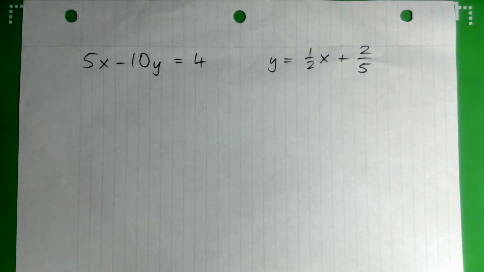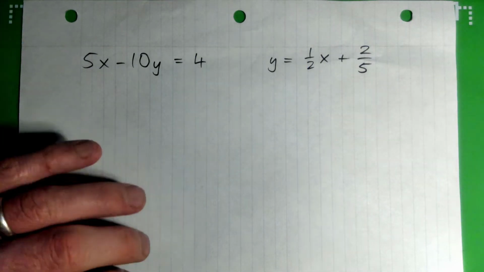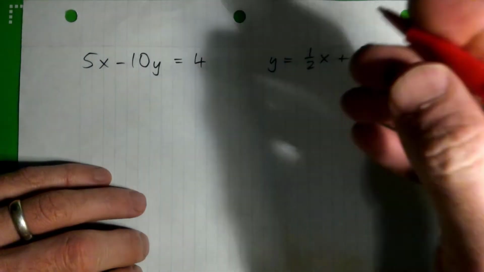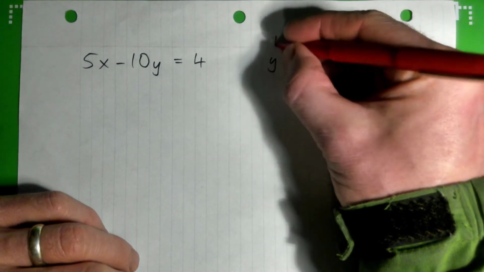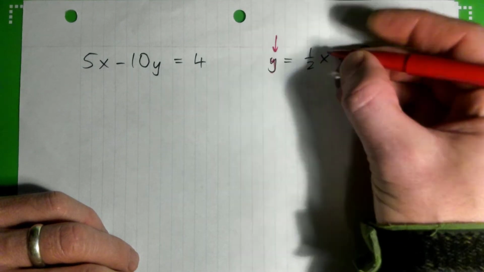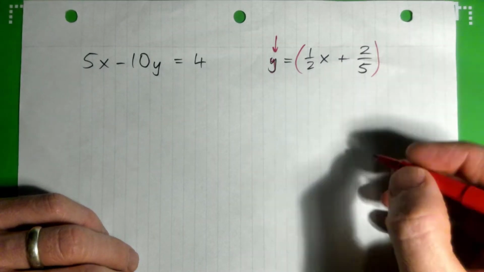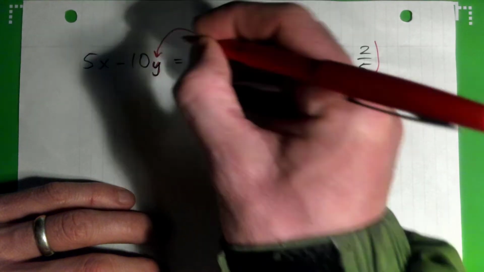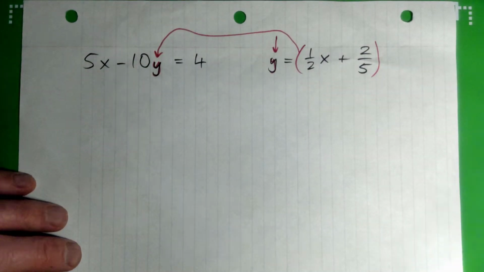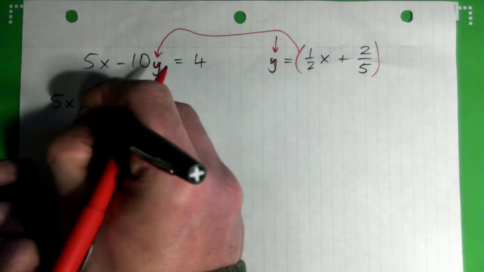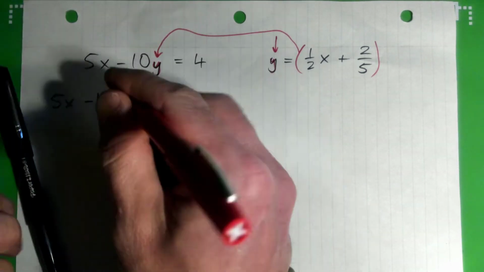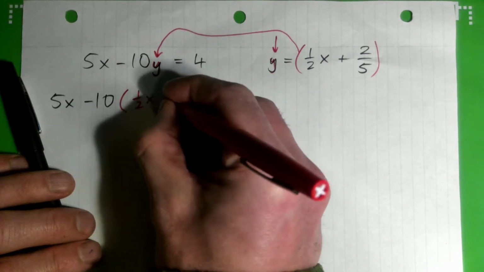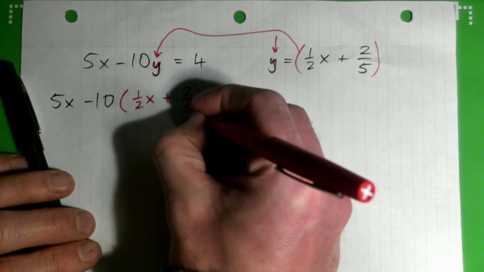Alrighty, so we got 5x minus 10y equals 4, and we have y equals a half x plus 2/5. We're solving by substitution. We already have this y isolated, so we'll probably want to use that and plug this stuff in for y in the other equation. You okay with that step? Okay, 5x minus 10 times a half x plus 2/5 is equal to 4.